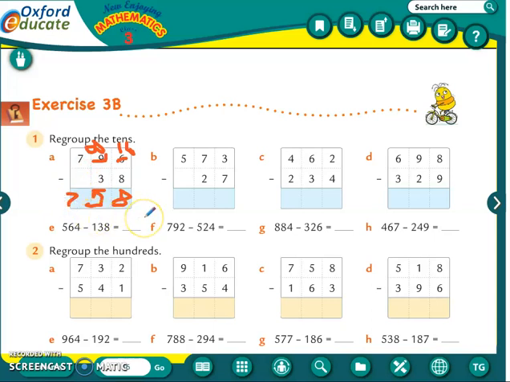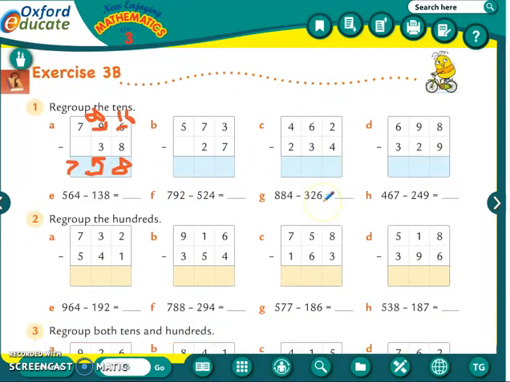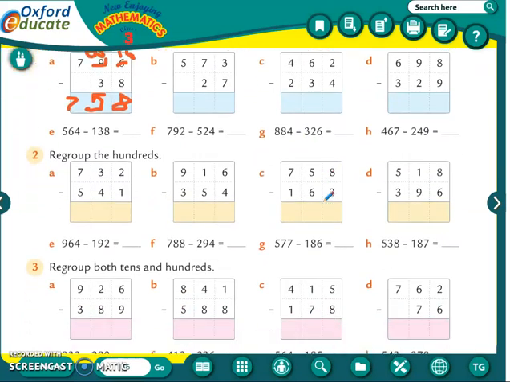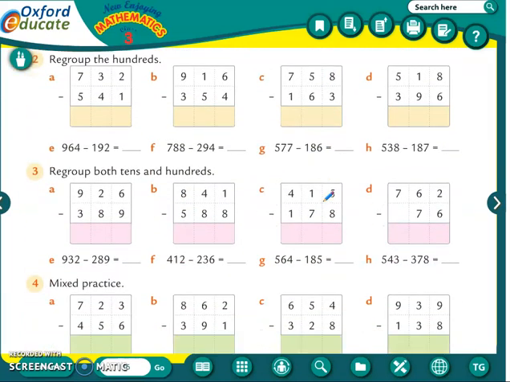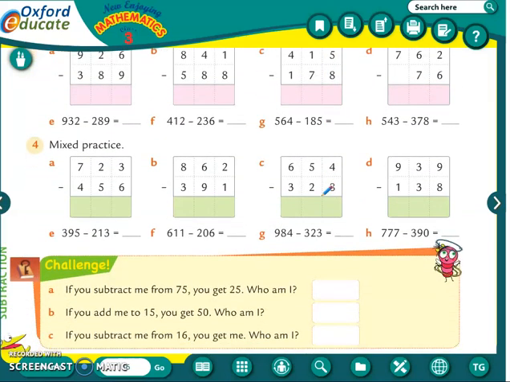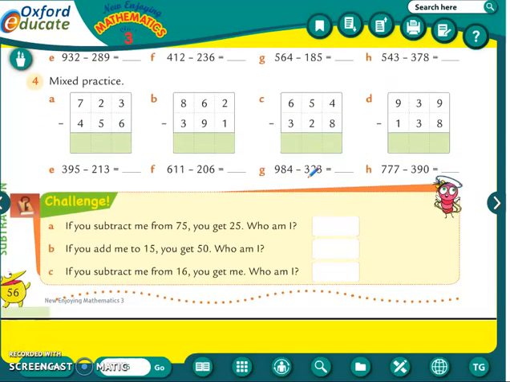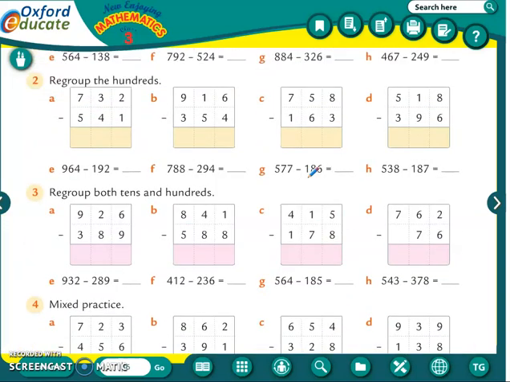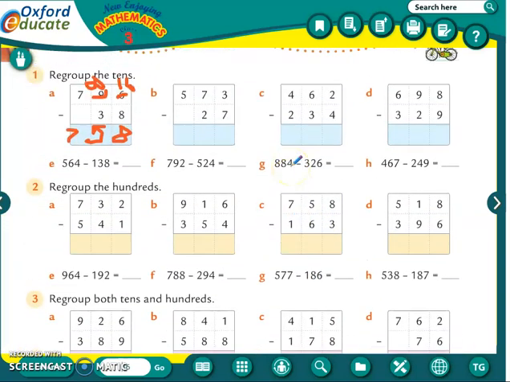Okay, like this you have to do all these sums, and all the sums you have to do in the textbook only, because the space is given here, so you can do these sums. And tomorrow is Sunday, so you can do these sums within 2 days. So this page is homework for you, and if you have any doubt you can ask me in the meeting.